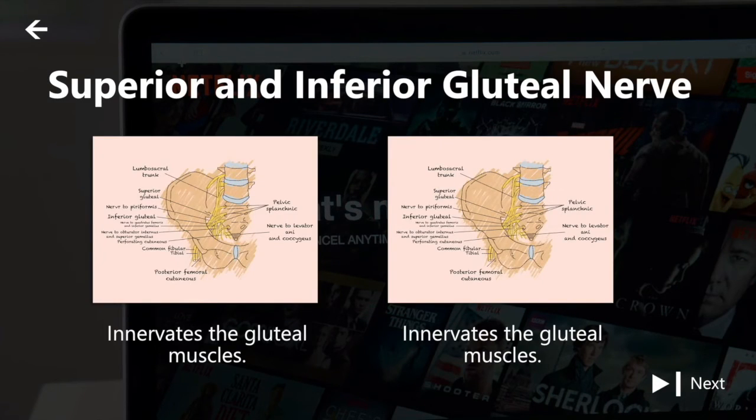And then we have the superior and inferior gluteal nerves. As the names suggest, they innervate the gluteal muscles. The superior gluteal nerve, which is this one over here, is formed from the fourth lumbar through the first sacral spinal nerves, while the inferior gluteal nerve is found right here, which is formed by the fifth lumbar through the second sacral spinal nerves.